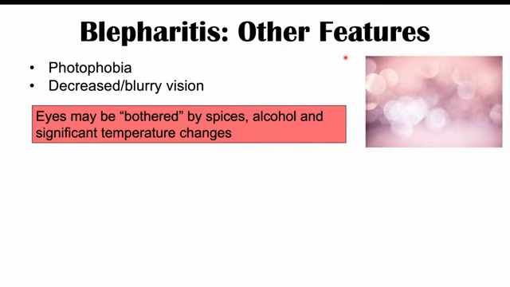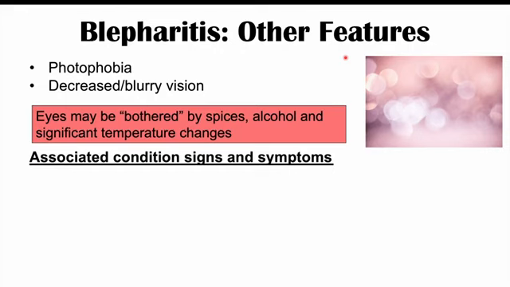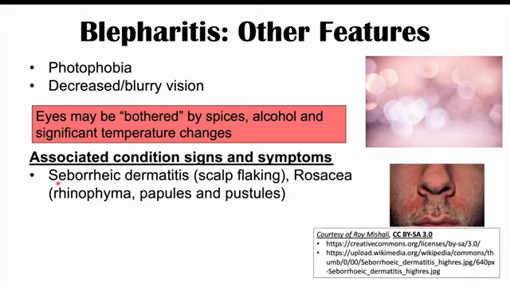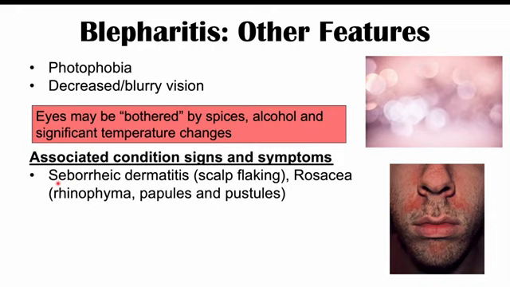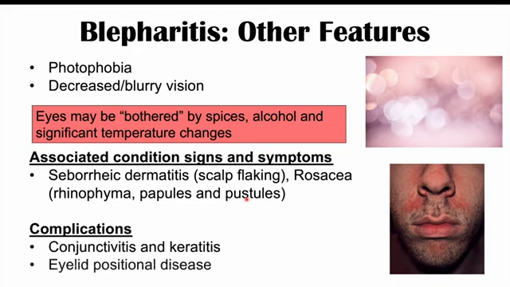Because there are so many associated conditions that can occur with blepharitis, we may see some other signs and symptoms. Some that I'll briefly mention here: if the patient has seborrheic dermatitis causing blepharitis, they can have scalp flaking or flaking in and around beards or other hair follicles on the face or head. If they have rosacea, they can have rhinophyma, which is an enlargement of the nose. They can have papules and pustules on the face as well. Blepharitis can also lead to complications, including conjunctivitis, keratitis, and eyelid positional disease.